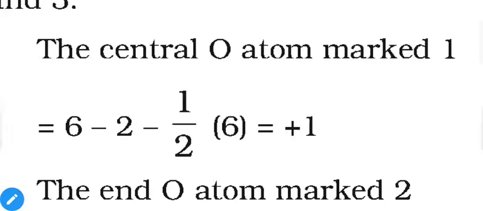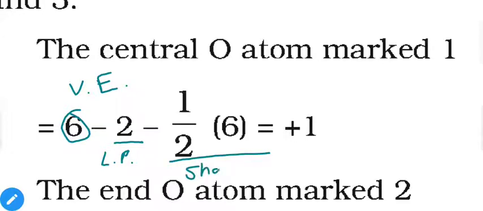In this case, 6 represents the valence electrons of the oxygen atom in the free state, that means when it is not bonded with any other atom. This 2 represents the lone pair of electrons, that means electrons which are not used in bond formation, so they belong to that element only. Then this calculation represents the shared electrons.